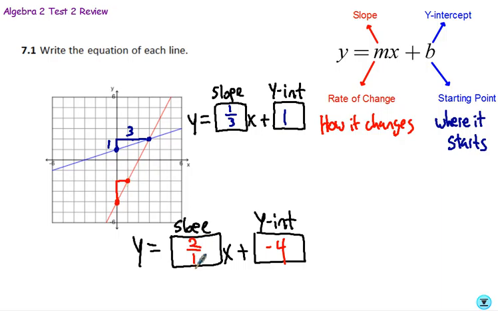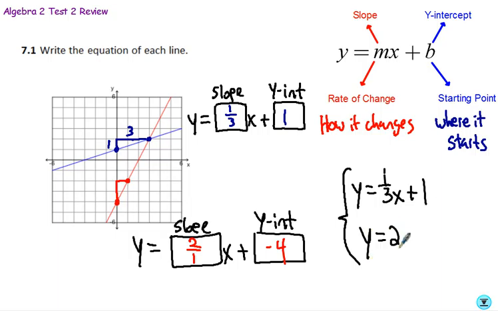Now I'm going to clean this up. I've got 2 lines here. The first one would be y equals 1/3 x plus 1, and y equals 2x minus 4, because 2 divided by 1 is just 2. That's how we'd write those two things.